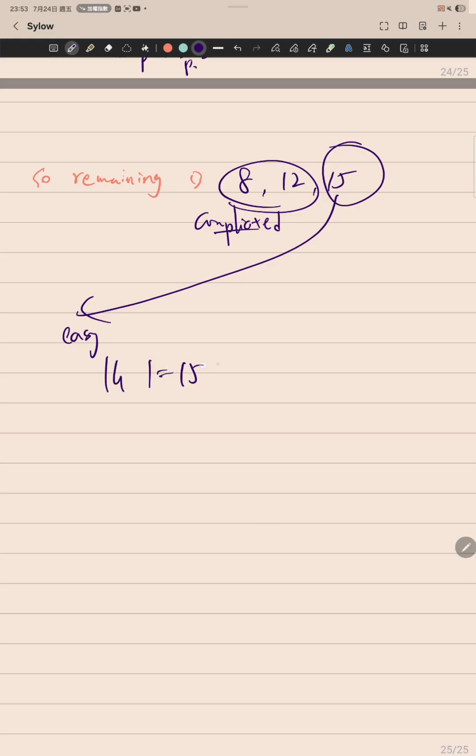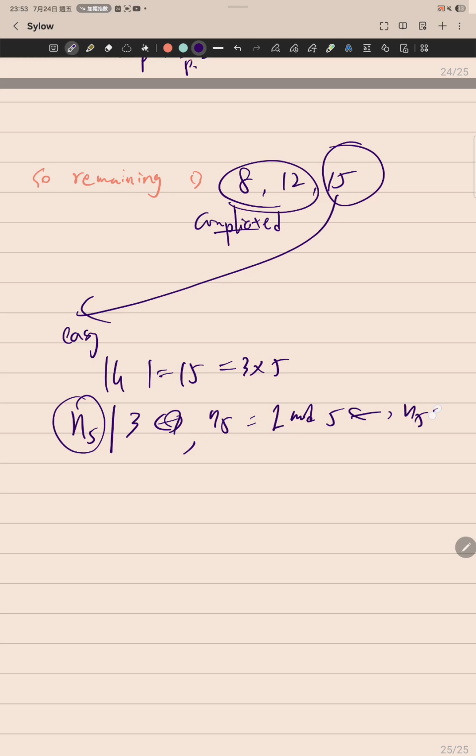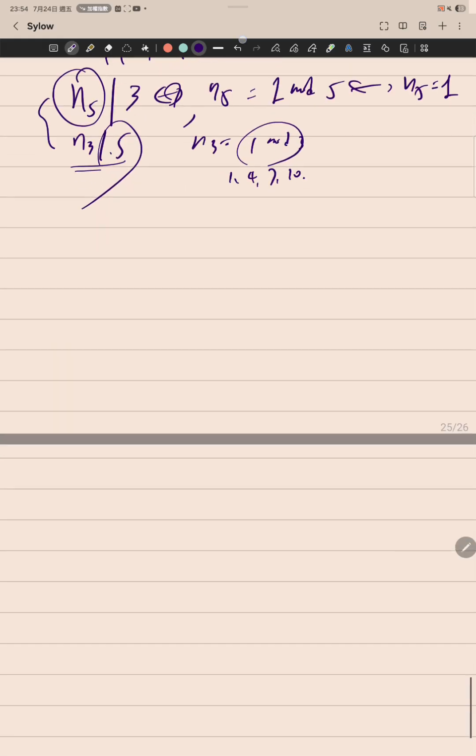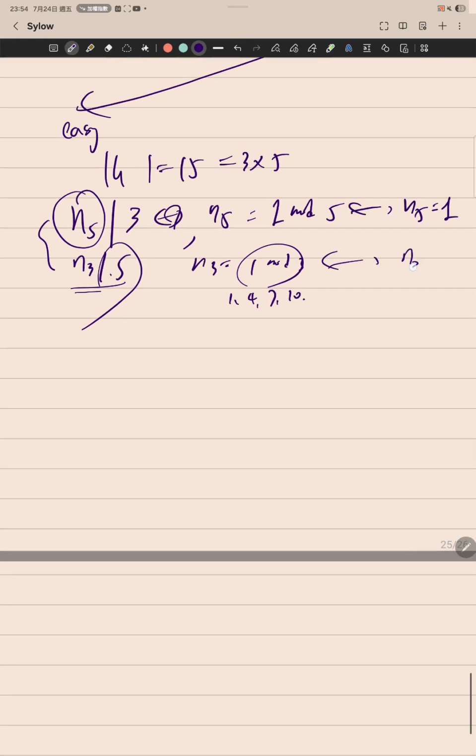So if the order of G is 15, then it's 3 times 5. Here, the number of Sylow 5-subgroups, N5, divides 3, and N5 is also 1 mod 5, right? So the only solution is N5 equals 1. And N3 divides 5, and N3 is 1 mod 3. So you have 1, 4, 7, 10, but there's none which divides 5, except 1. So N3 is also 1.